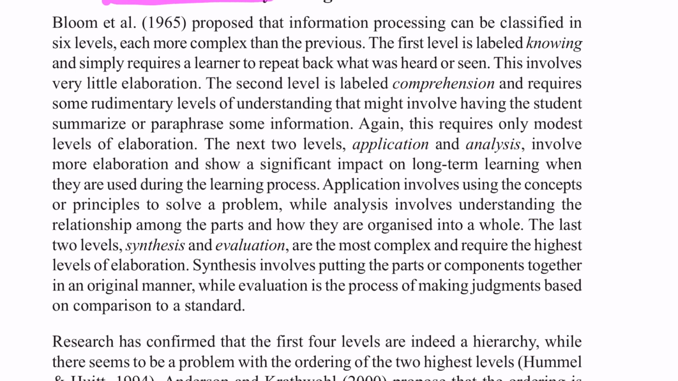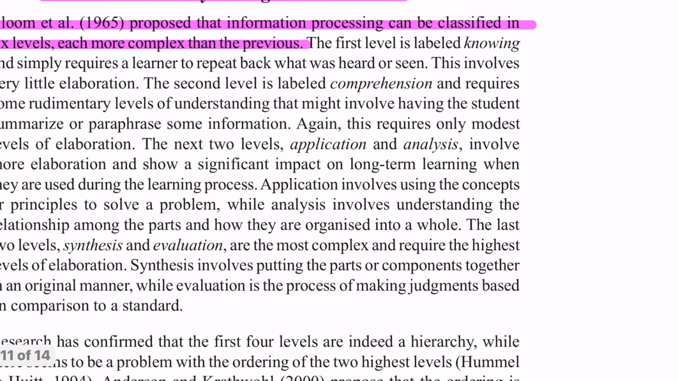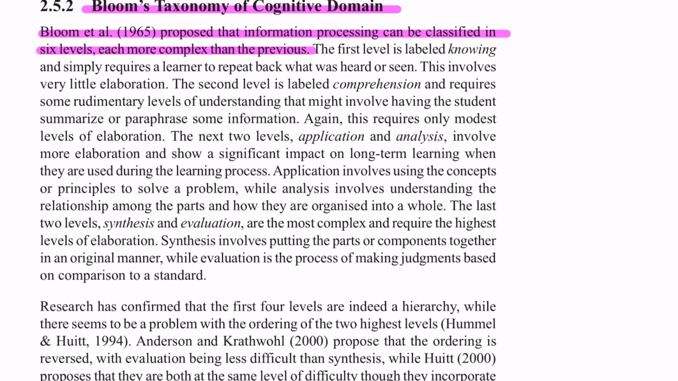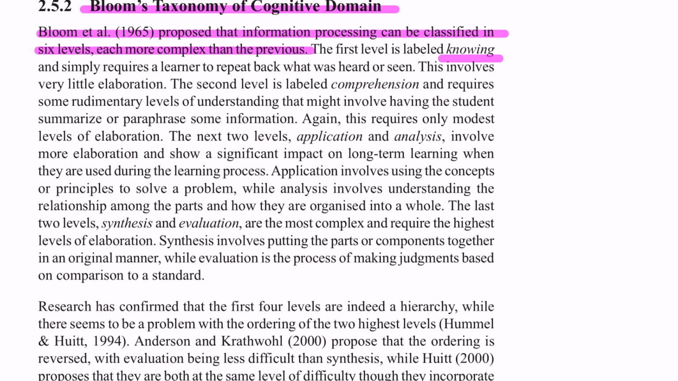Bloom's taxonomy and the cognitive domain. Bloom et al. proposed that information processing can be classified in 6 levels, each more complex than the previous. So information processing can be divided into 6 stages. What are those stages? The first one is knowing, which simply requires the learner to repeat back what was heard and seen.